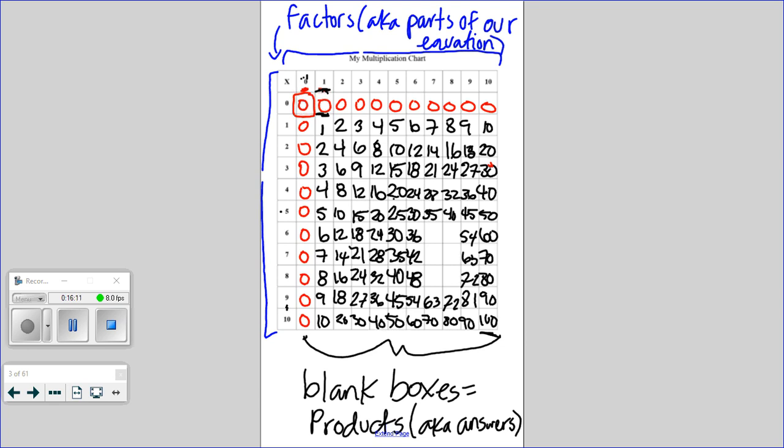We're done? Filled in all of our 6s? No. What am I missing? What am I missing? Gio, what am I missing? We have to do sideways. Why do we have to do the sideways? What does the commutative property say? Aiden?